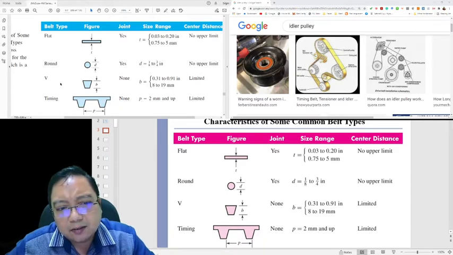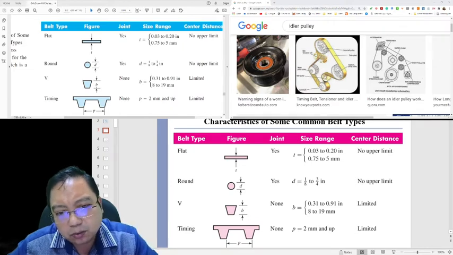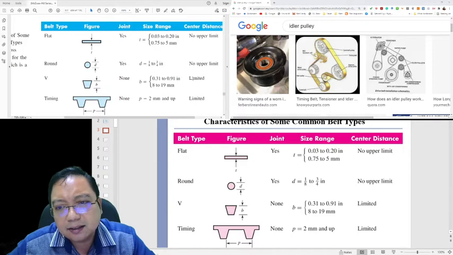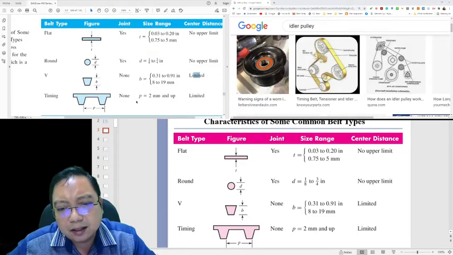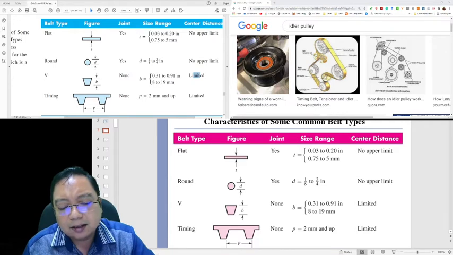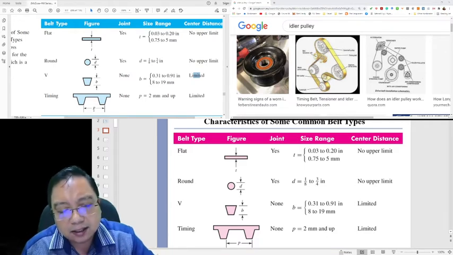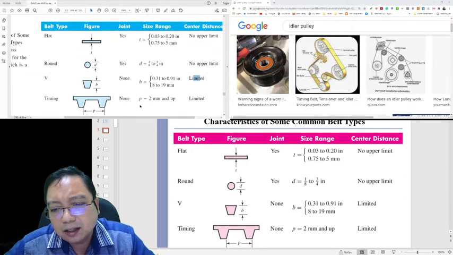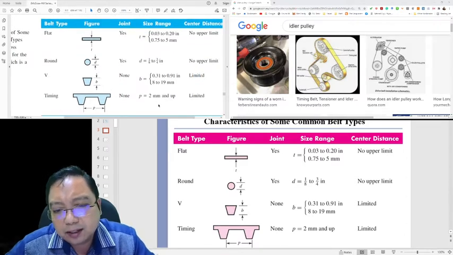And then the V belt. This is V, the distance between the upper and the lower. V is 8 to 90 millimeter. Center distance is limited. And the timing belt, P is the pitch, like the gear. If you remember the subject gear, I taught you about the distance. P goes from 2 millimeter up and down. Also limited. What is the meaning of limited here?